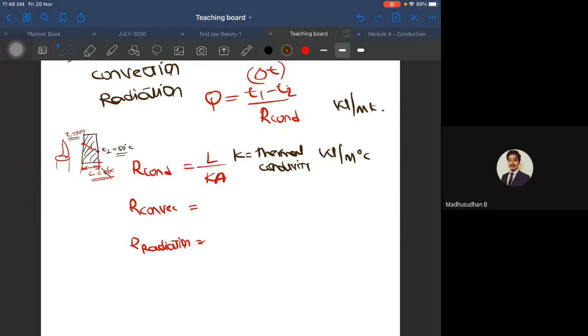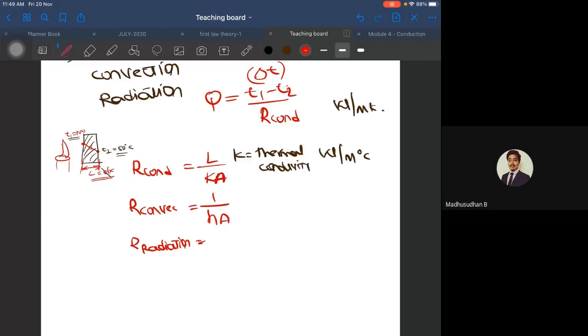L, as you already know, is the length or thickness of that particular specimen. A is nothing but the area of cross section. Now, what is the resistance in case of convection for the flow of heat transfer? It is 1 divided by hA.